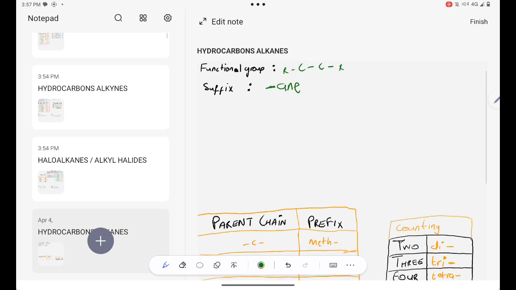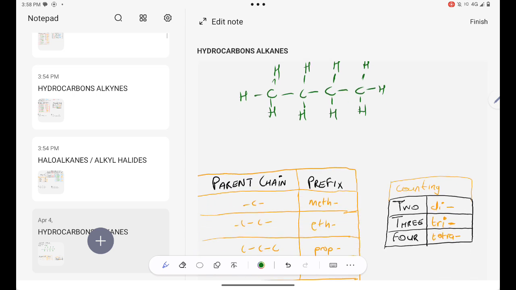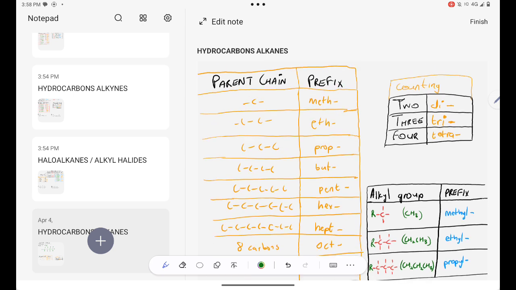Please note, guys, let's say we are given a structure like this, and we are asked to write down the IUPAC name of this structure. There is a way of naming organic molecules. If you are dealing with alkanes, there will be a prefix as well as a suffix. Your parent chain is your longest chain.